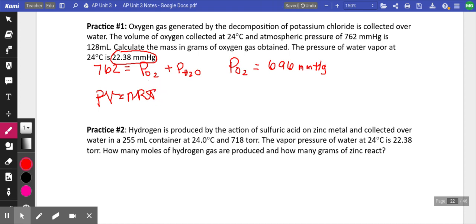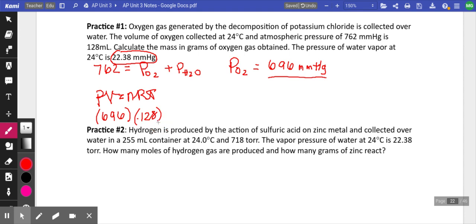I know my pressure caused by my O2 gas was this 696 millimeters of mercury. That's what I just calculated here. And I'm doing this ideal gas law equation just for my oxygen because they're only asking me about the mass of oxygen produced. They don't want to know about the water vapor. So I just want my partial pressure of oxygen in this problem. I know that the volume of oxygen collected was this 128 milliliters.